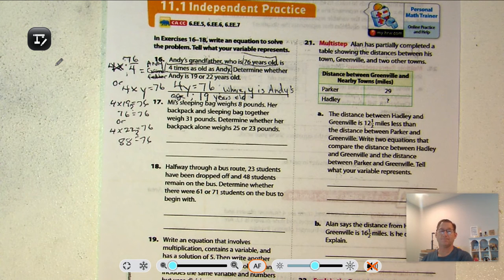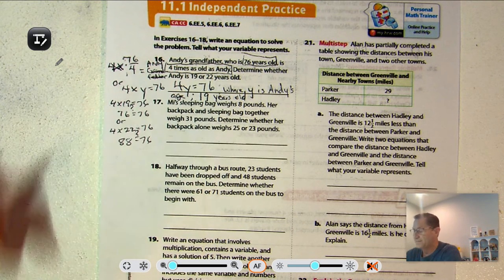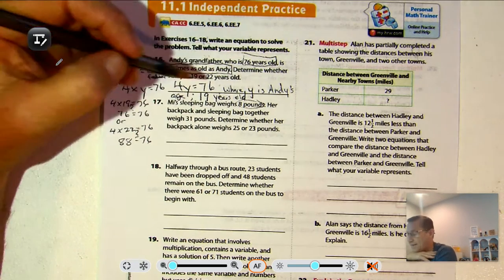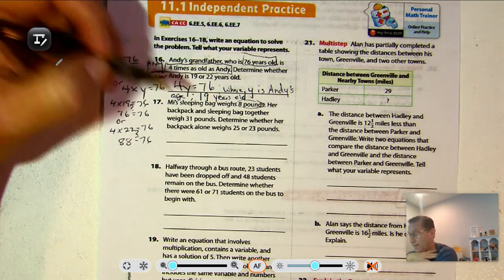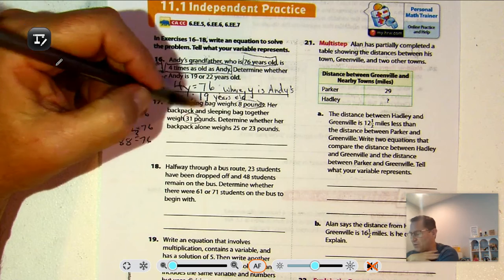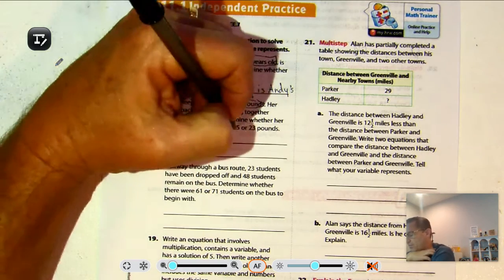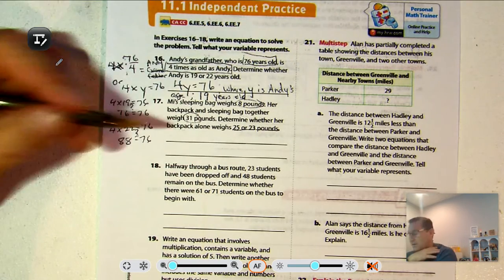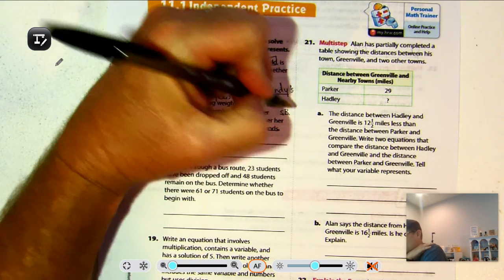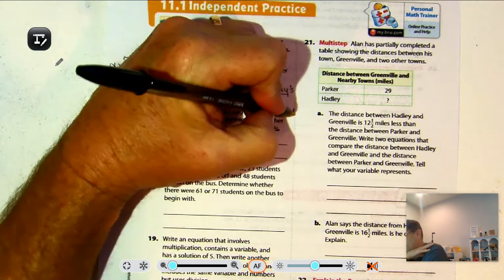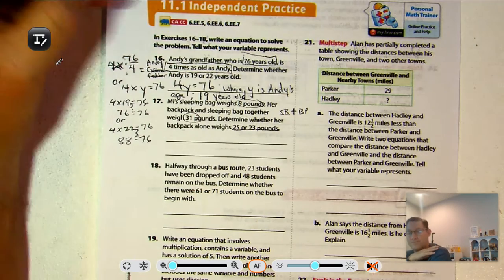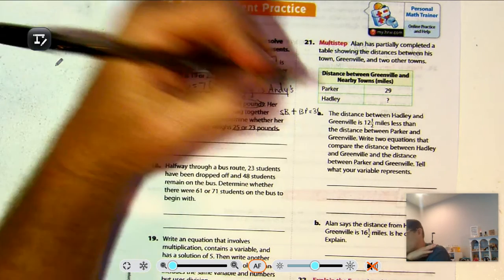Right, 17. Me's sleeping bag weighs 8 pounds. Her backpack and sleeping bag together weigh 31 pounds. Determine whether her backpack alone weighs 25 or 23 pounds. So we know that the sleeping bag, I'm going to represent that by SB, plus the backpack, BP, equals 31 pounds.